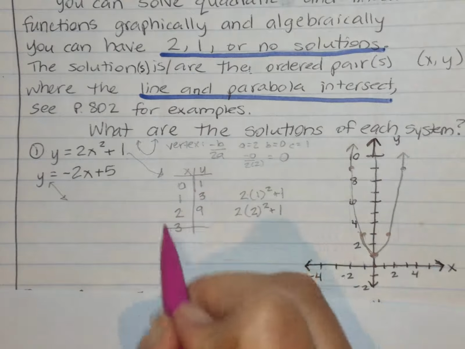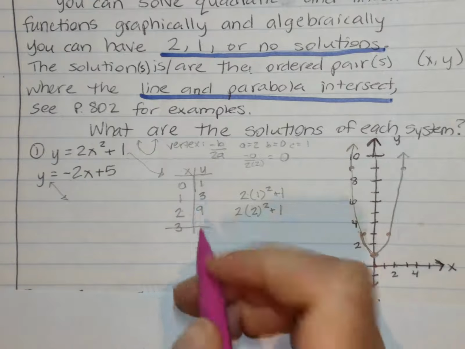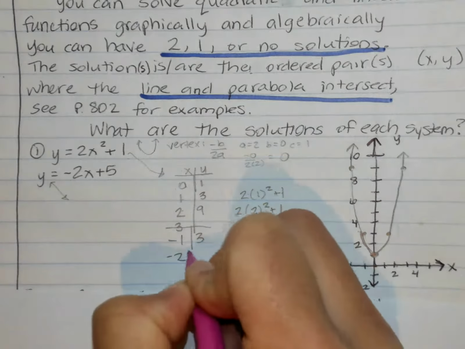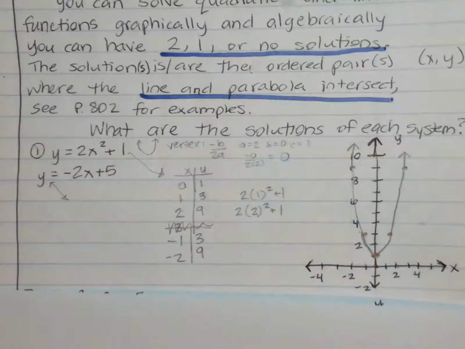And I have the XY table to look back at if I need to confirm the points: 2, 9, 1, 3. And like I was saying, I've got symmetry. It's -1, 3 and -2, 9. And I thought that 3 would be way too high. The number would be up above the graph.